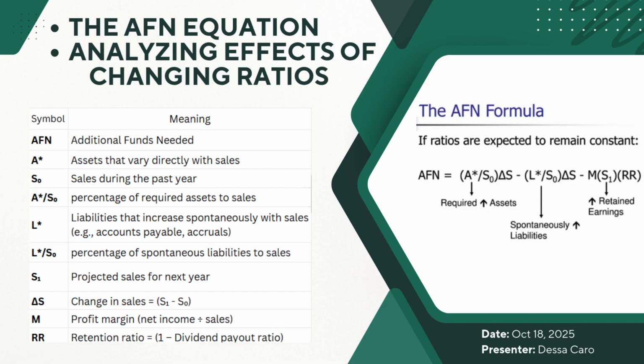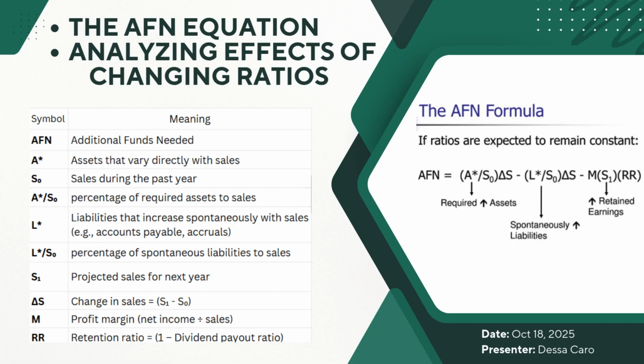M is the profit margin. This is the net income over sales. It shows how much of each peso in sales becomes profit. A higher margin means more internal funds to reinvest, lowering AFN.